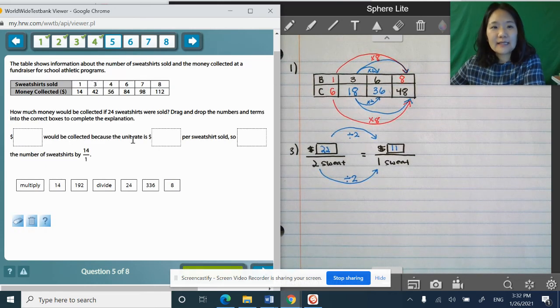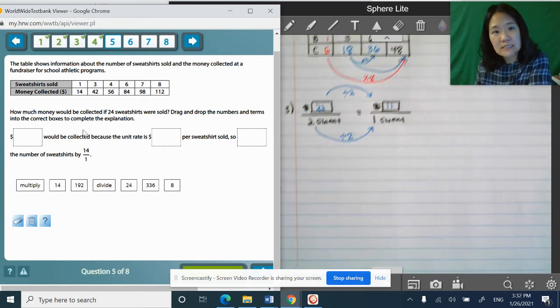Okay, now number five. The table shows the information. Okay, so again, sweatshirts sold and money collected. Again, the values are different. And in this case, they actually give you the unit rate too. $14 for one sweatshirt, okay? And then so on and so forth. 14 times 3 is 42, so on and so forth, okay? How much money would be collected if 24 sweatshirts were sold? Drag and drop the numbers and terms into the correct boxes to complete the explanation.